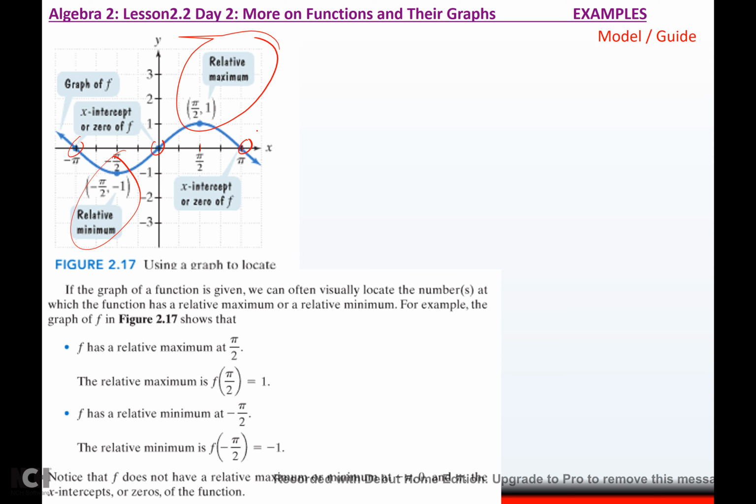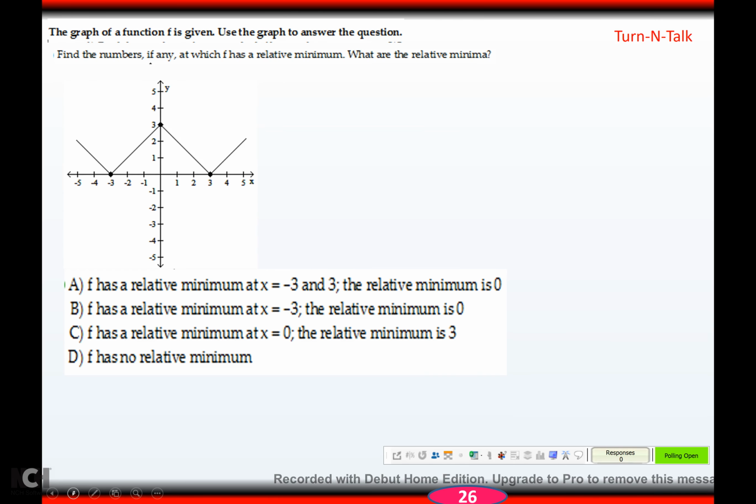All right. So it says, for example, the graph shows that f has a relative maximum at pi over 2. See that language again? Your maximum is at this x-coordinate, but its value is the y-coordinate of 1. It has a relative minimum at negative pi over 2. That x-coordinate gives the lowest y value, which is negative 1. Okay? Alright, so you do this one, hit pause, come back when you're ready, and hopefully you got A.